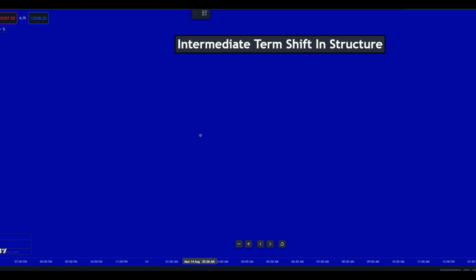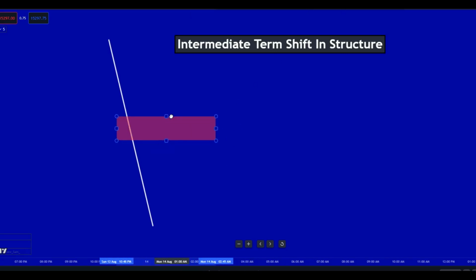The intermediate term market structure shift, we're going to look at the bullish version first. Let's say you have a big move down like that. Boom. Displacement takes place, creating a fair value gap right here. And then you see price retrace up into it and it fills the fair value gap. Now it doesn't have to fill it all the way. It just needs to dip into the fair value gap and then leave it, right? That's all that has to happen.